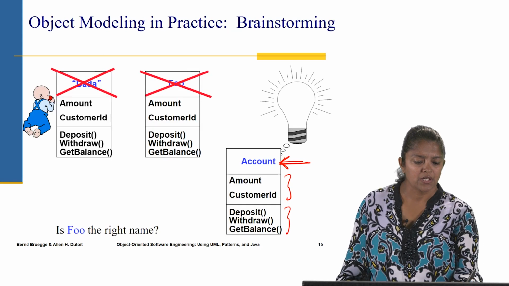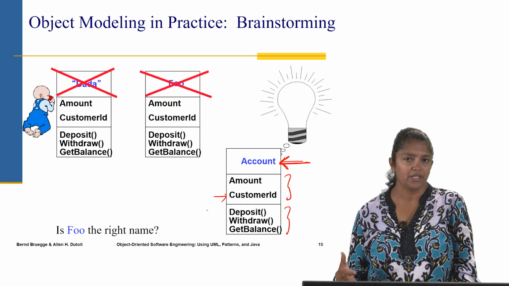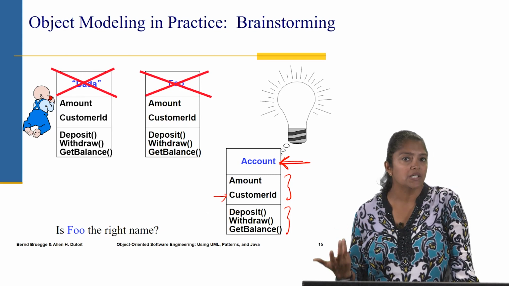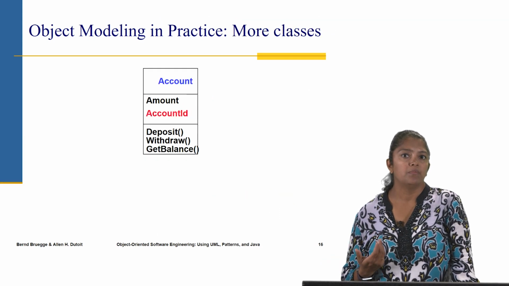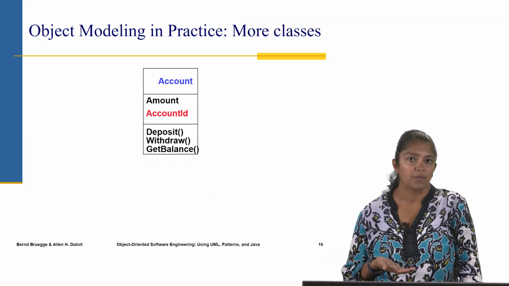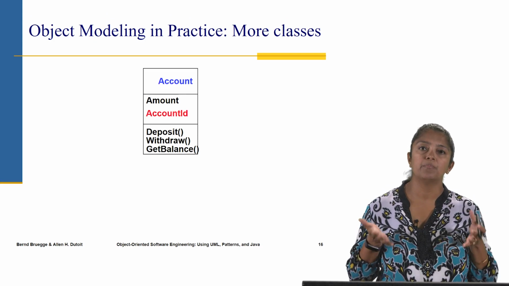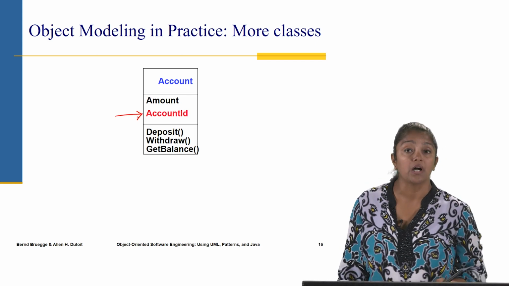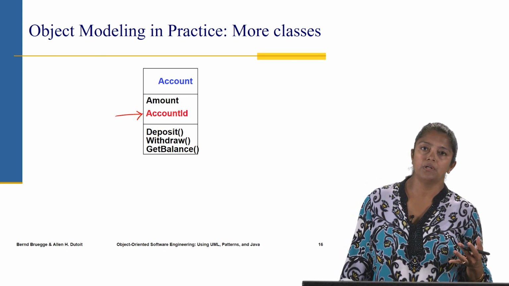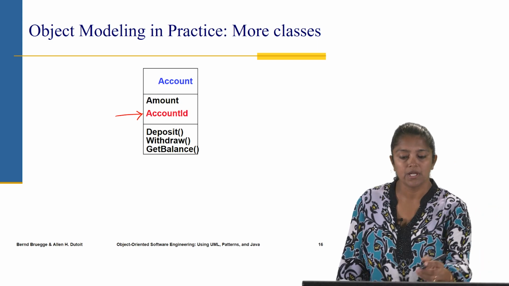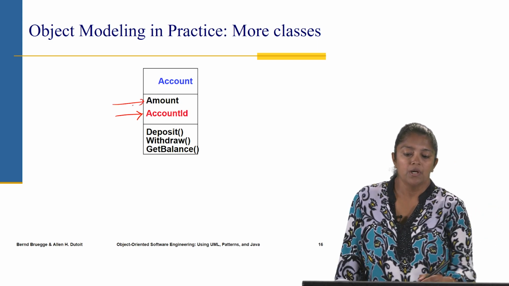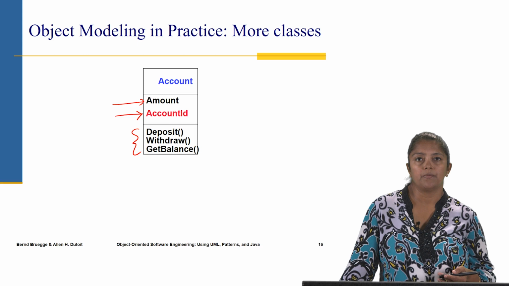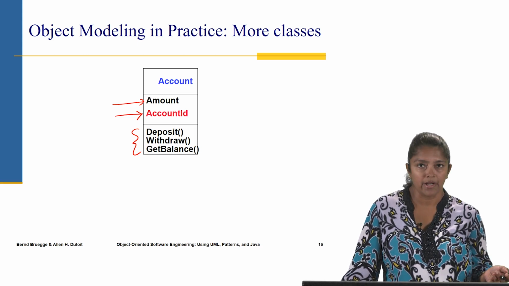Now here we said customer ID, but does that accurately identify the attribute? What is the purpose of this attribute? Is it identifying the account, or is it identifying the customer who's using the account? Based on that we come up with the correct attribute name. In this case we are interested in information about the account, so we need a way to identify the account, so that attribute should be named account ID. Then there's an amount, that's the balance amount in the account, so that's indicated using the amount attribute. And then these are the three high level functions that this particular object has: deposit, withdraw and get balance.